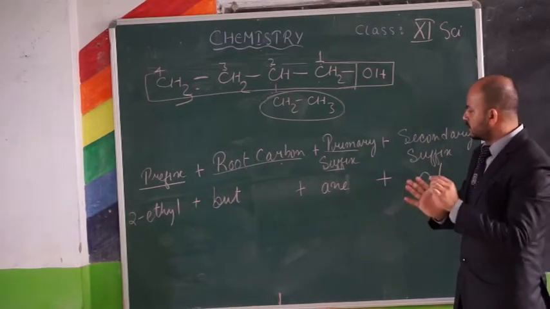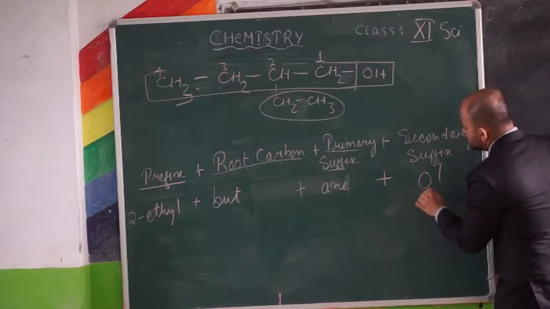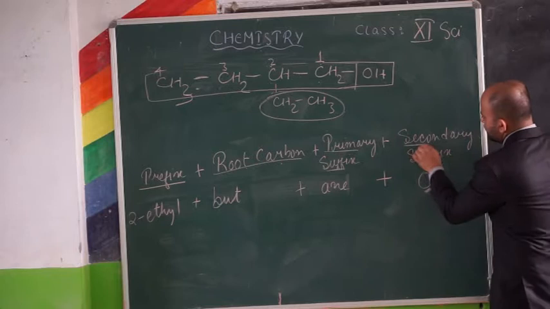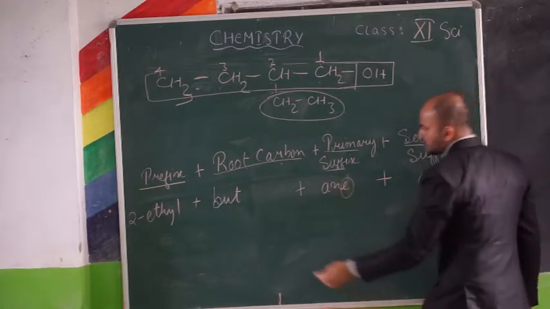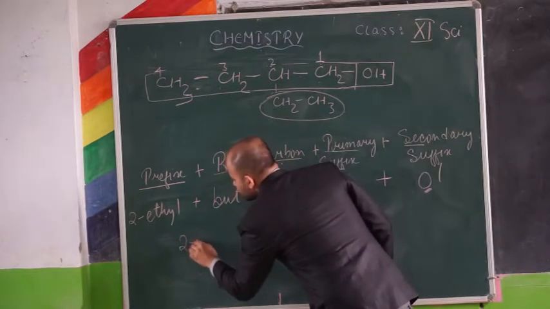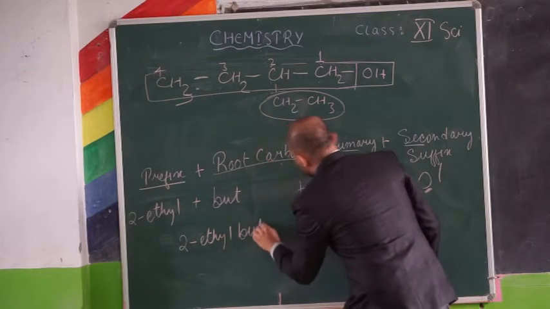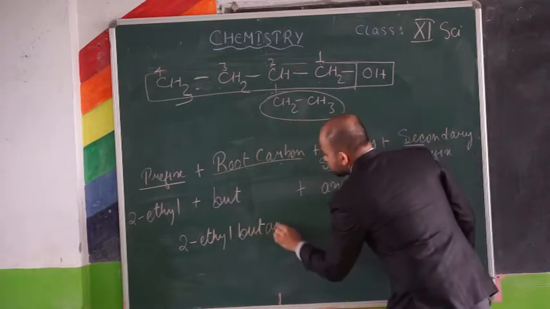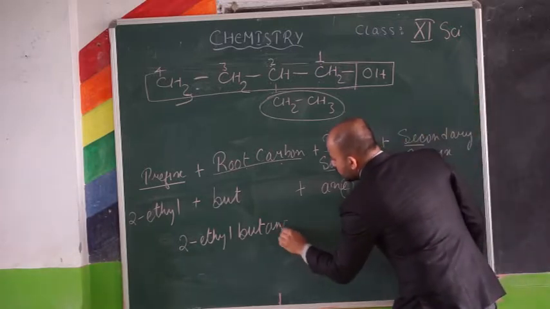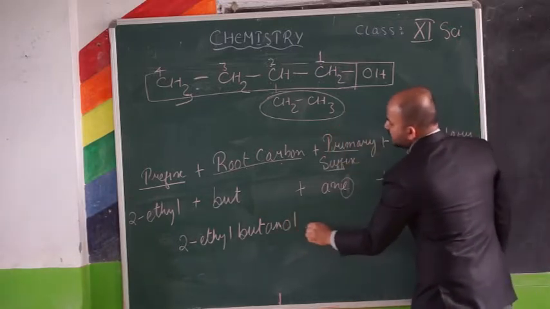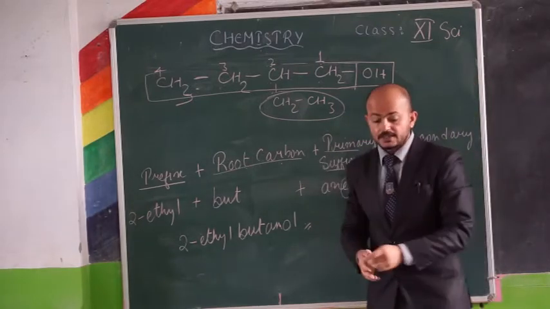And what I did, you have to always remember that whenever there is a vowel letter in the secondary suffix, while writing them together, this e is not written. Okay, so let's write its name: 2-ethylbutan. Now this e is not written because this vowel is present. Butanol. So this is the IUPAC name of this compound.